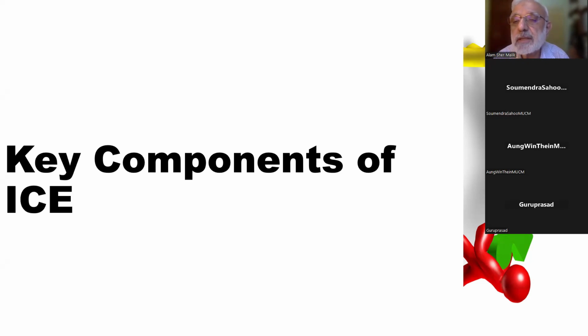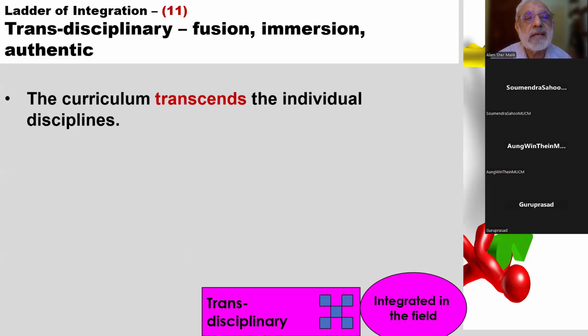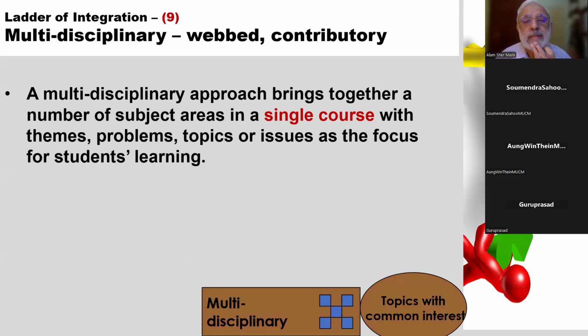Now, can you just explain a little bit about level 9 and 10, that is the multidisciplinary, interdisciplinary, that part? Sometimes it can be a bit confusing. Okay, here between 9 and 10. Yes, this is 9, multidisciplinary, and 10 is interdisciplinary.